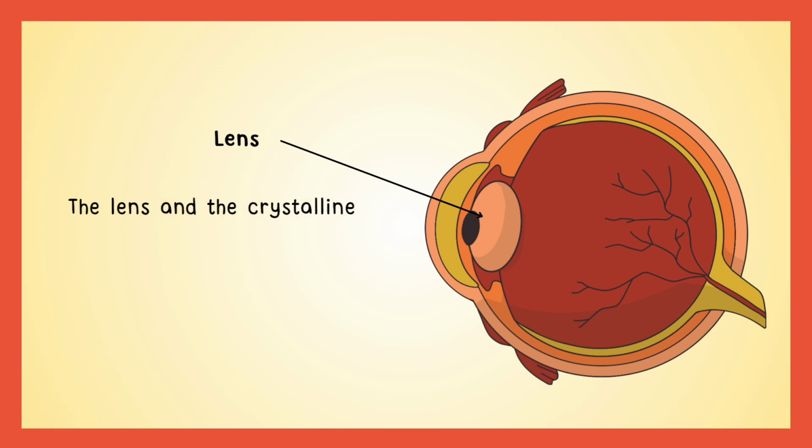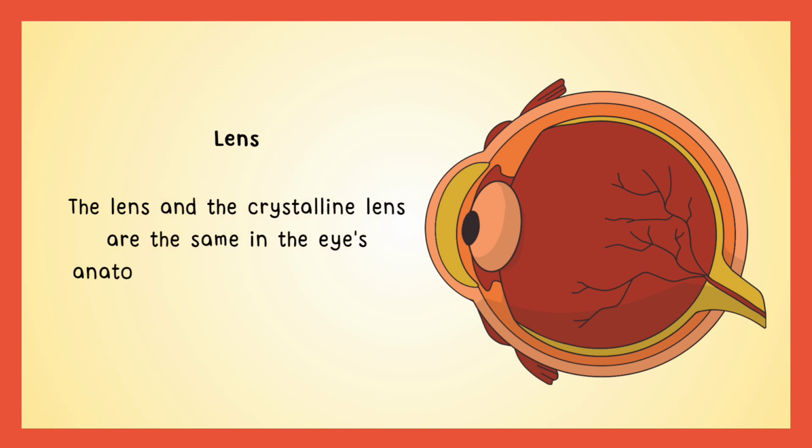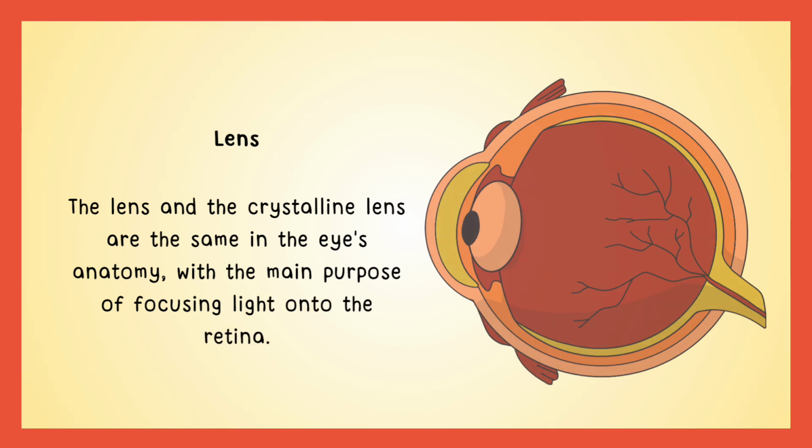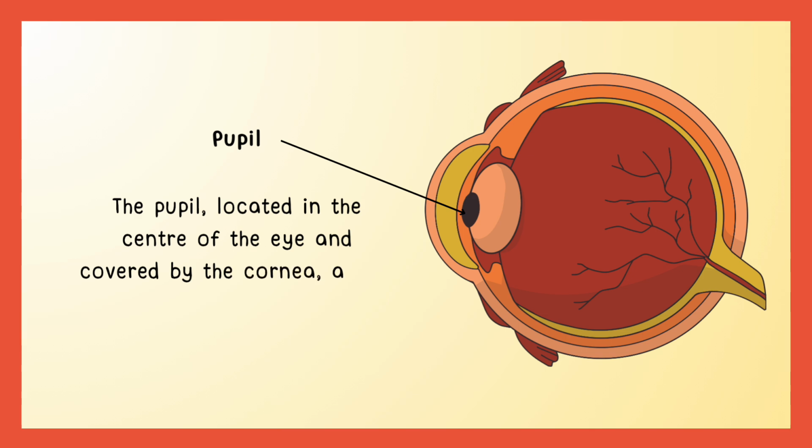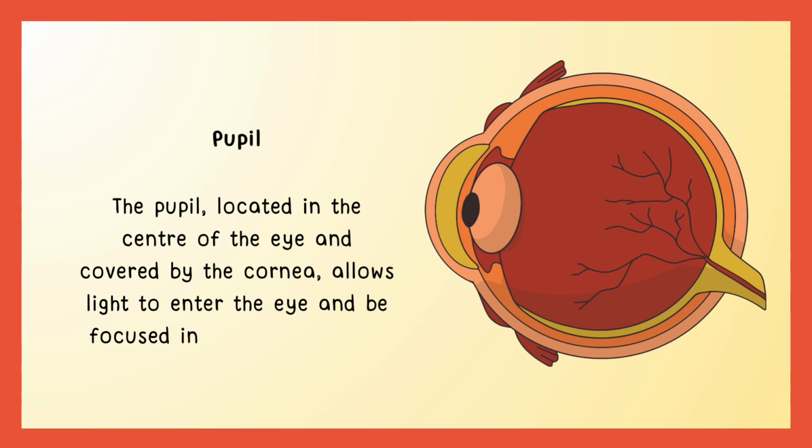The lens and the crystalline lens are the same in the eye's anatomy, with the main purpose of focusing light onto the retina. The pupil, located in the center of the eye and covered by the cornea, allows light to enter the eye and be focused in the retina by the lens, forming images.